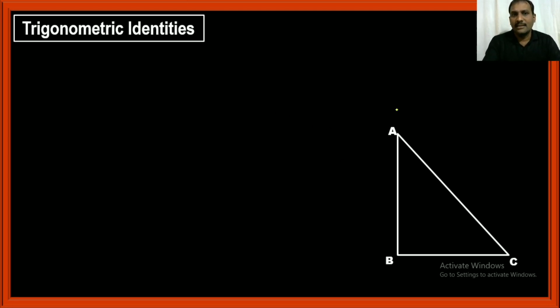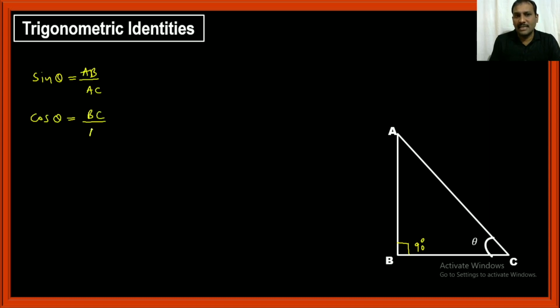Let us take a triangle ABC, right angle at B. This is 90 degrees. And consider this as theta. Now define sine theta, that is opposite by hypotenuse, that is AB by AC. And what is cos theta? That is adjacent by hypotenuse, BC by AC. And what is tan theta? So that is AB by BC.